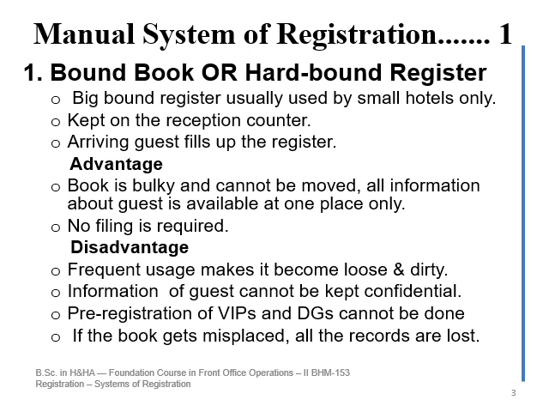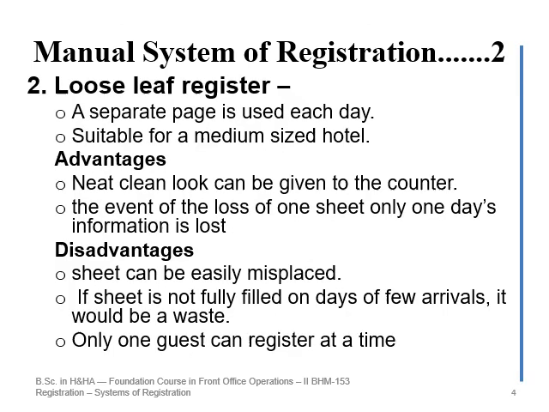So the alternative to this hard bound register is the loose pages, loose sheets. So the second, which comes under manual system of registration, is the loose leaf, which ultimately gets filed and it becomes a register. So we say loose leaves. That means one page or two pages based on the occupancy of the hotel will be used every day. So if the occupancy is low, there will be one sheet used. If the occupancy is more, then two or three sheets may be used, which by the end of the day will be stapled and filed.